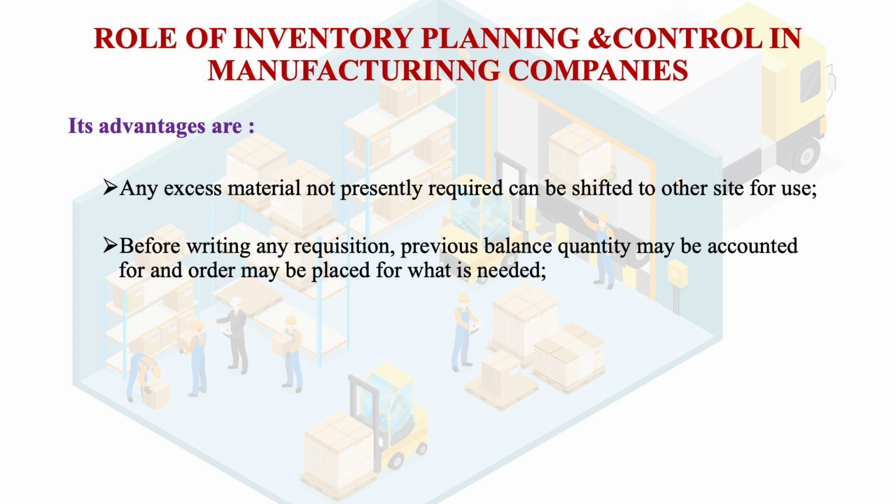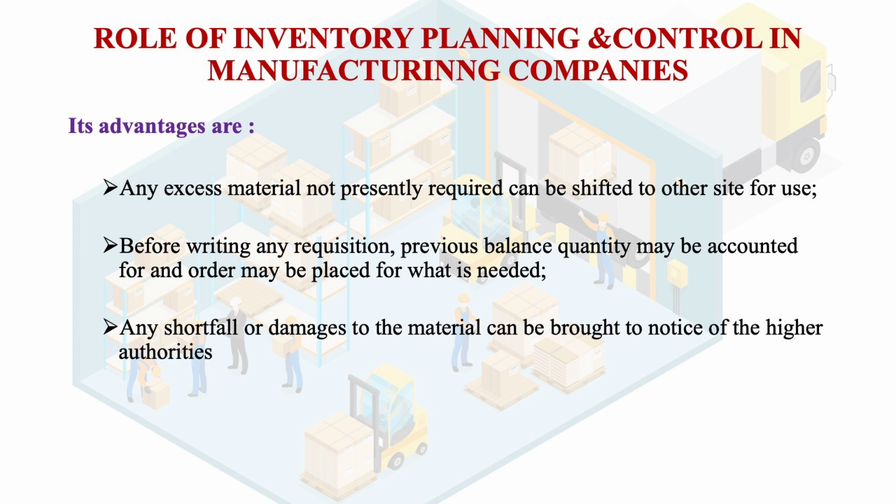Before writing any requisition, the previous balance quantity may be accounted for and the order may be placed for what is needed. Any shortfall or damage to the material can be brought to the notice of the higher authorities.